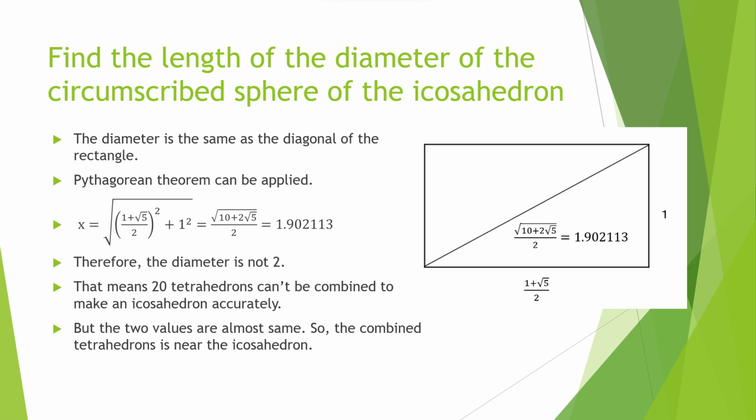That means 20 tetrahedrons can't be combined to make an icosahedron accurately. But the two values are almost the same, so the combined tetrahedrons is near the icosahedron.